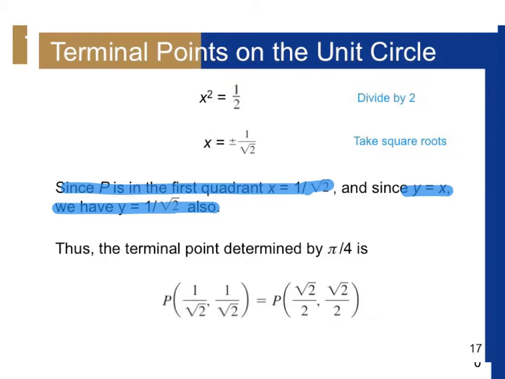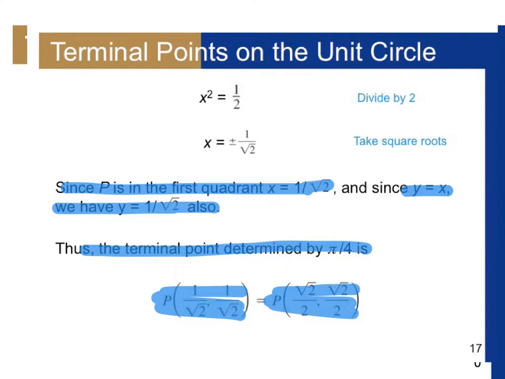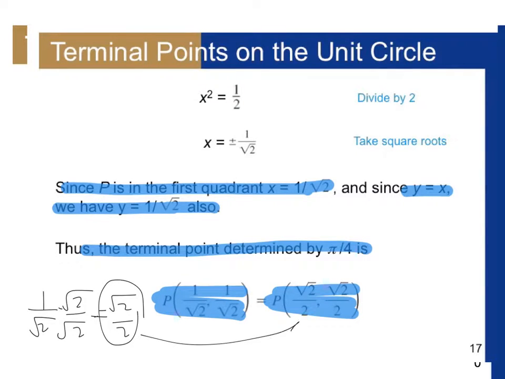So we can say that x and y are the same, right? Because we're on the line y equals x. So the terminal point determined by pi over 4 is 1 over square root of 2, 1 over square root of 2, which is square root of 2 over 2, square root of 2 over 2. What we did was we rationalized the denominator there: 1 over square root of 2 times square root of 2 over square root of 2, right? So that gave us the square root of 2 over 2. That's how we got these numbers here, by rationalizing the denominator from 1 over square root of 2.